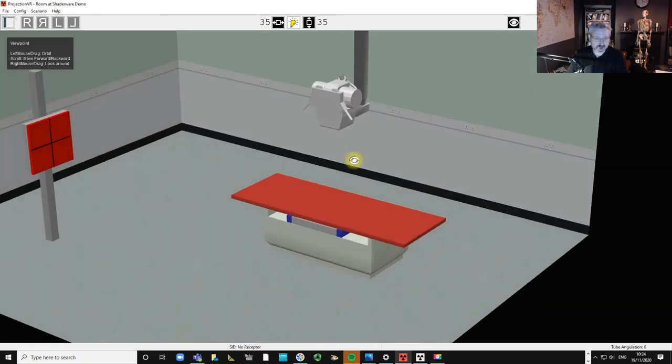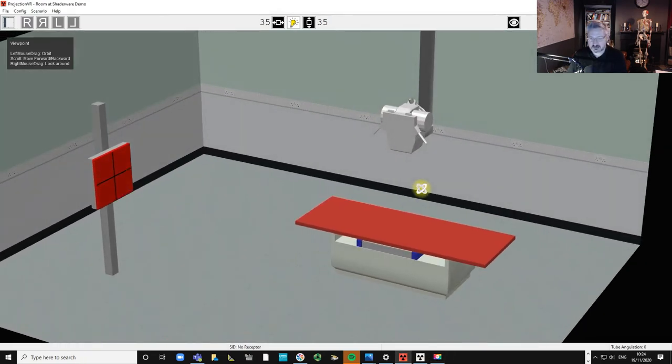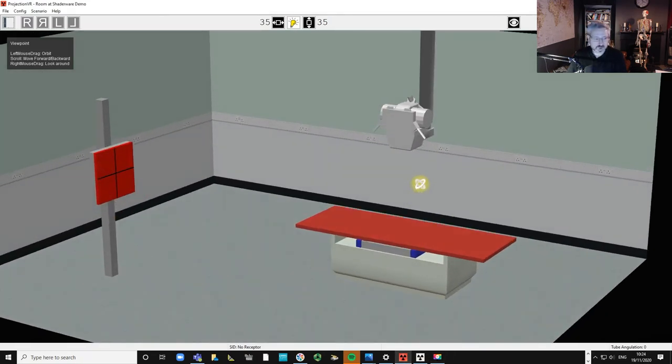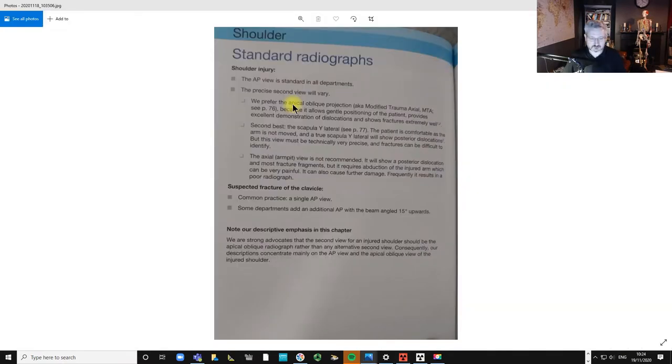Okay, welcome to this next video. What we're doing today is we're looking at projections of the shoulder. Some of the textbooks continue to advocate the axial projection of the shoulder, which is fairly impossible for those people who've really hurt themselves. And so other alternatives are being adopted.